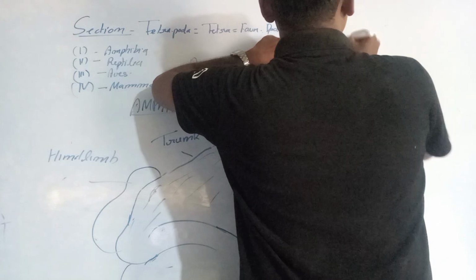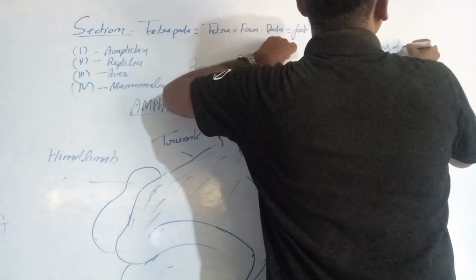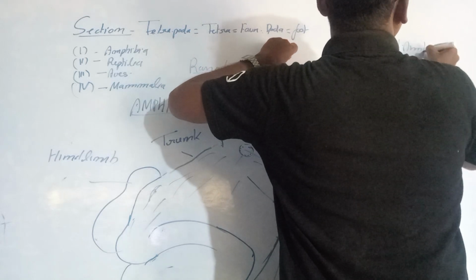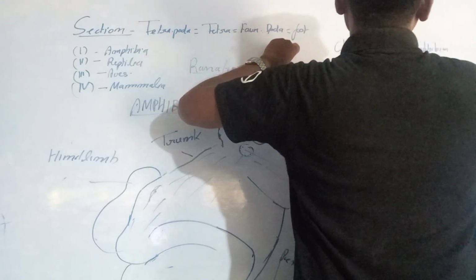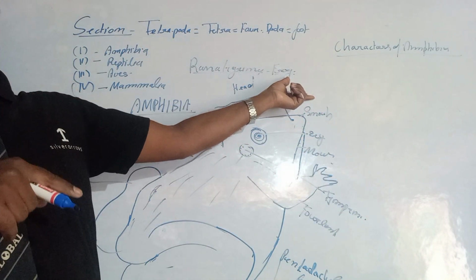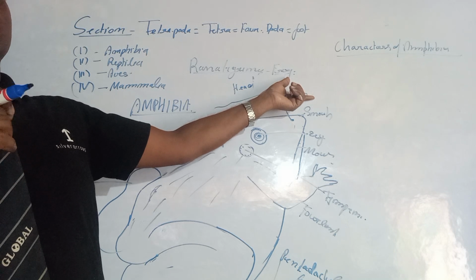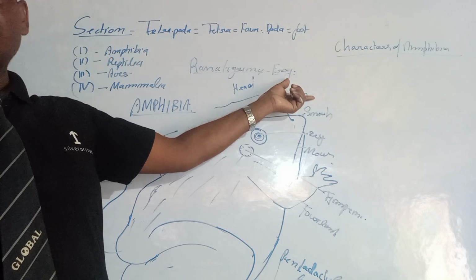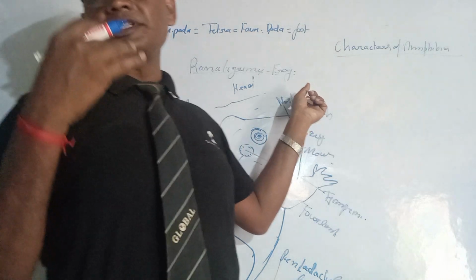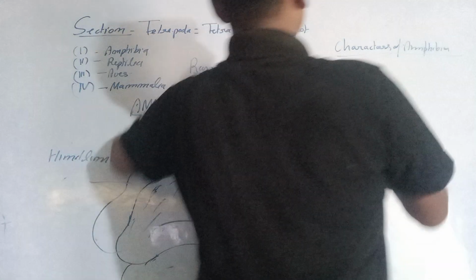The characters of amphibia. Here are the characteristics of these animals. One by one we will discuss them so that you can understand. If we are discussing in increasing order, the first is that these animals live on Earth. So, the first group of animals.